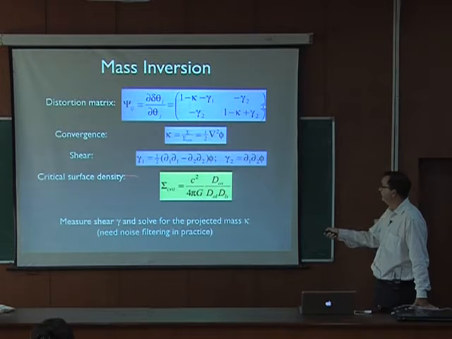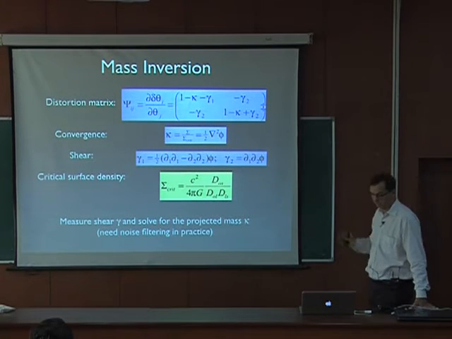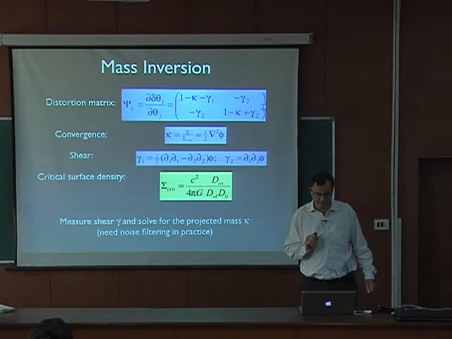Okay. And remember, the critical surface density is equal to this ratio of distances over this. Now, of course, if the galaxies that we use have a distribution in redshift, then we need an average version of this. But we don't need to get into the detail right now.